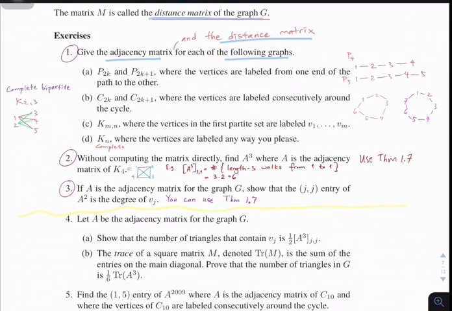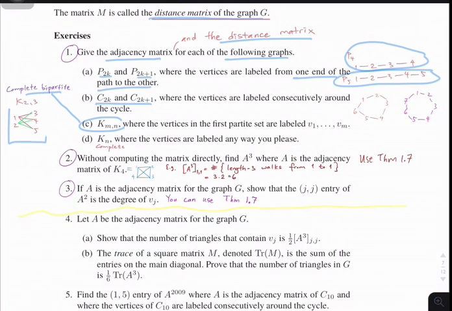So for the path graph, label the vertices from one end of the path to the other, like this would be your P4 and this would be your P5. So your answer will be different depending on whether the number of vertices is even or odd. And for the cycle graphs as well, your answer will be different depending on whether you have odd or even vertices. So K_{m,n} is a symbol for a complete bipartite graph. So this is the graph for the complete bipartite graph K_{2,3}. And K_n is the complete graph.